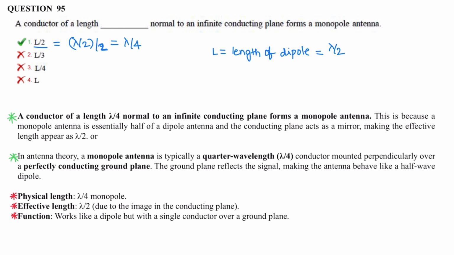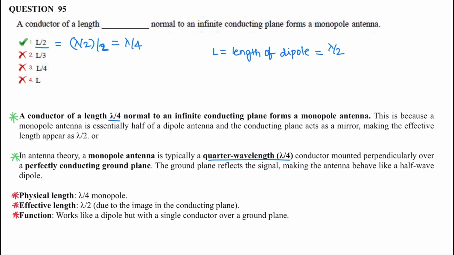A conductor of length lambda by 4 normal to an infinite conducting plane forms a monopole antenna. This is because a monopole antenna is essentially half of the dipole antenna, and the conducting plane acts as a mirror, making the effective length appear as lambda by 2. Monopole antenna is typically a quarter wavelength, lambda by 4, conductor mounted perpendicularly over a perfectly conducting ground plane. Its physical length is lambda by 4, effective length is lambda by 2. Due to image in the conducting plane, it works like a dipole but with a single conductor over a ground plane.